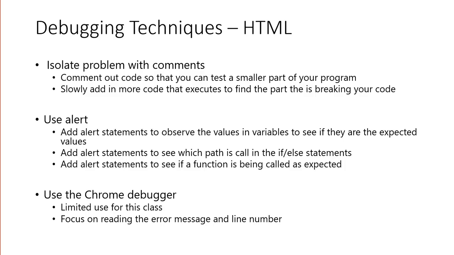Similar techniques can be used in HTML, isolating the problem with comments. And instead of print line, we'll use alert statements, but for the same reasons, to check variables, check the path that the code is following. And also in HTML, you can use a debugger in the browser. For this class, we're going to use the Chrome debugger, but just in a limited capacity because there's quite a bit to learn about debuggers. We're going to focus on just reading the error messages that it gives you and checking what line number the error message refers to so that then we can go back and look at the code.